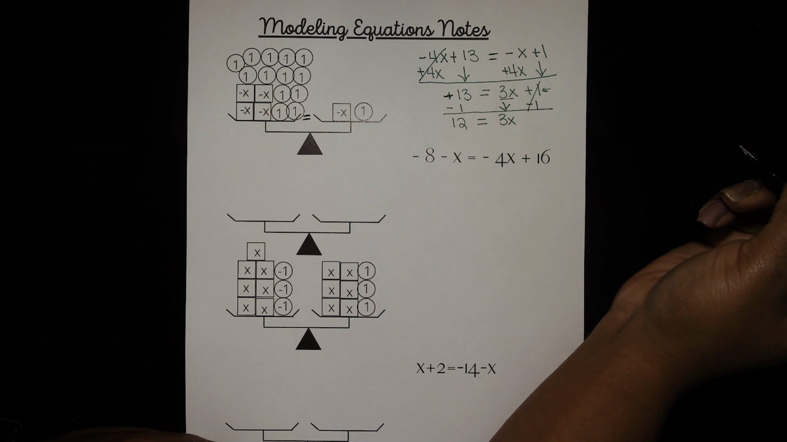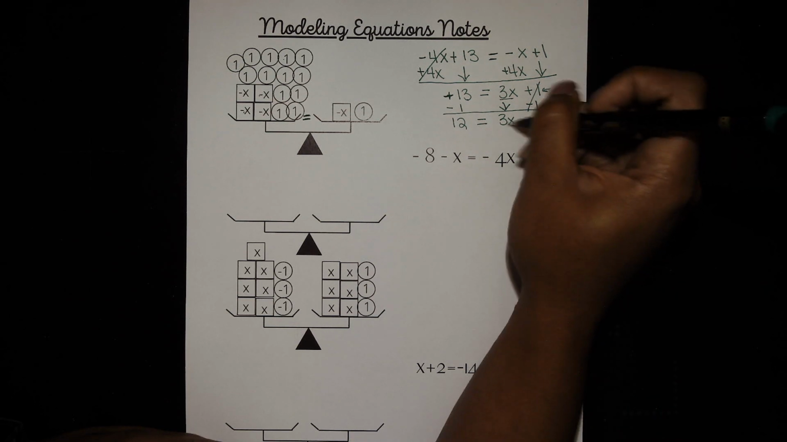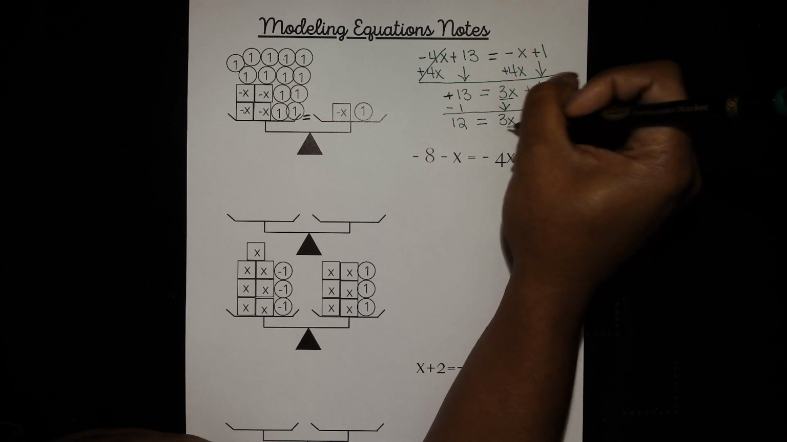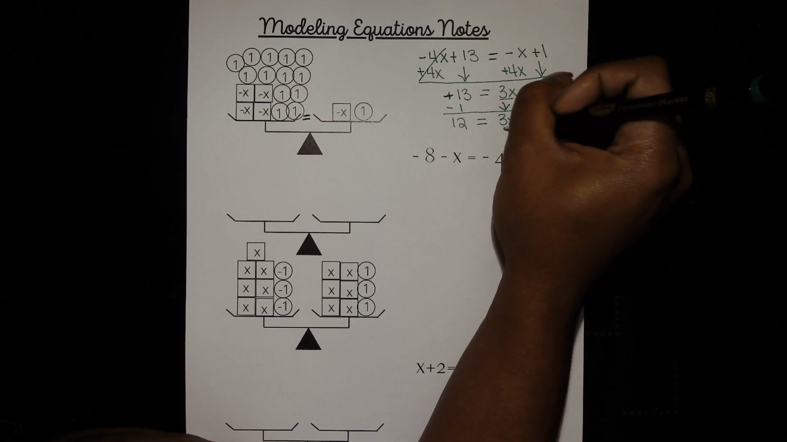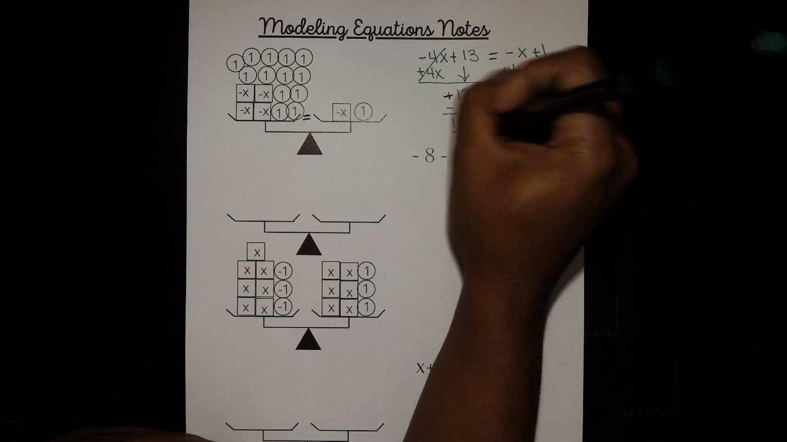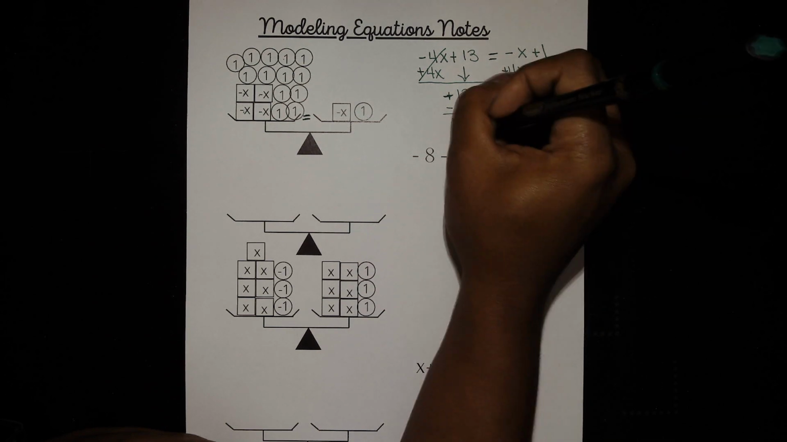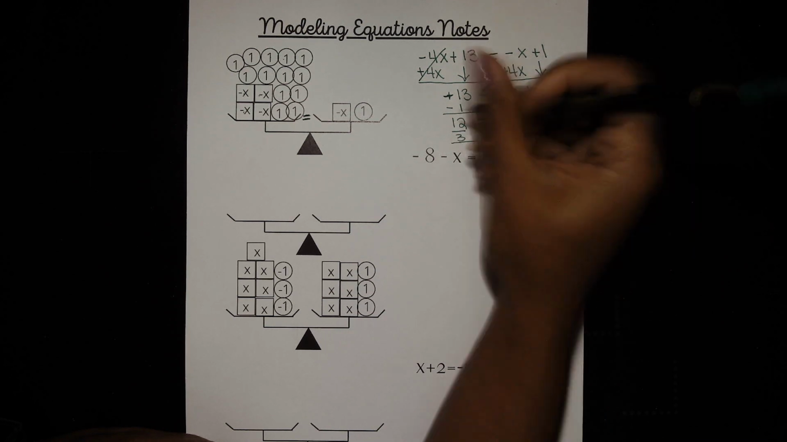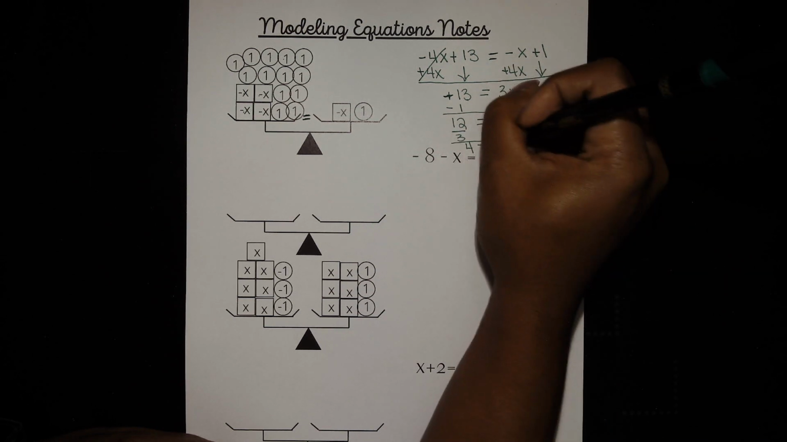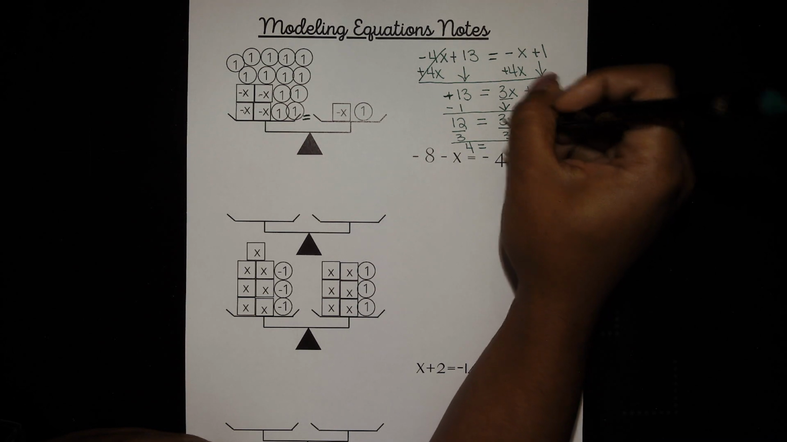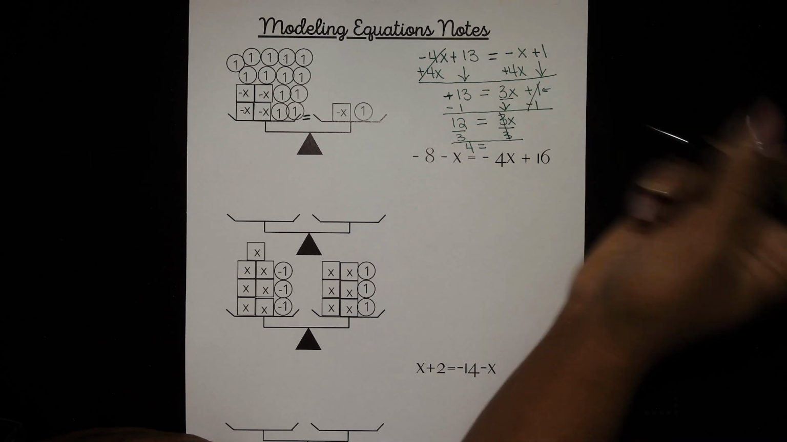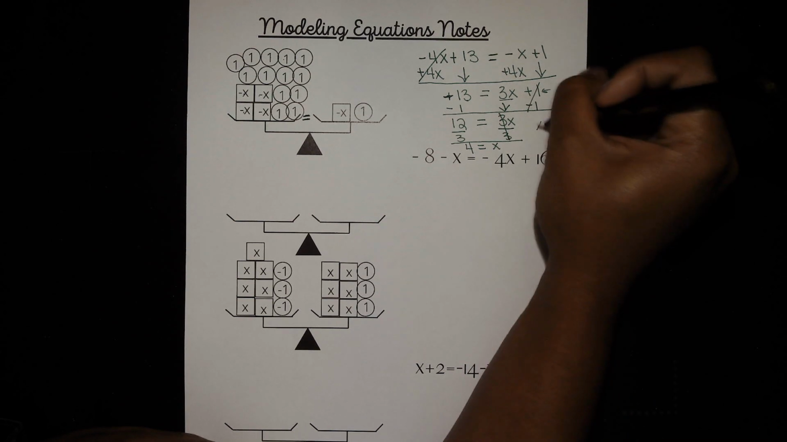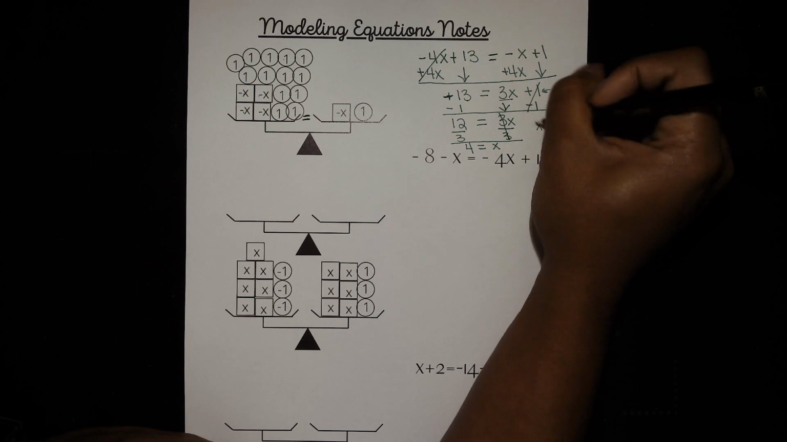Lastly, I need to get rid of my multiplication or division, which right here I have a multiplication of 3 times x. And in order to get rid of it, the inverse operation is to divide. So I'm going to divide both sides by 3. 12 divided by 3 is 4. Bring down my equal sign. 3 divided by 3 is 1, so that cancels out, and I'm going to bring down my x. So my answer is x equals 4.